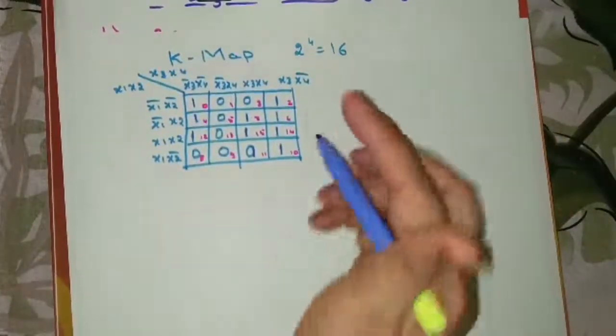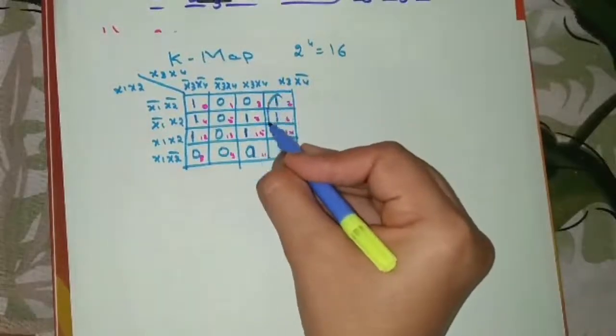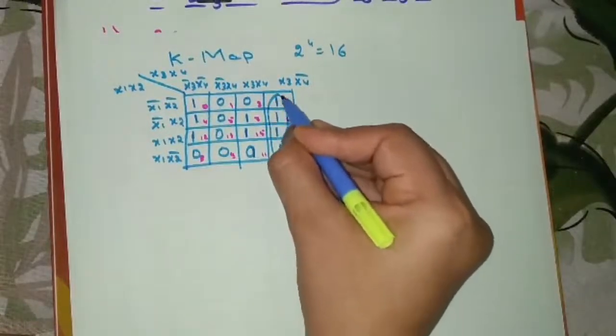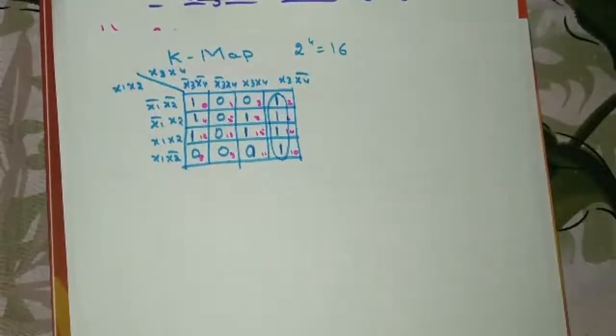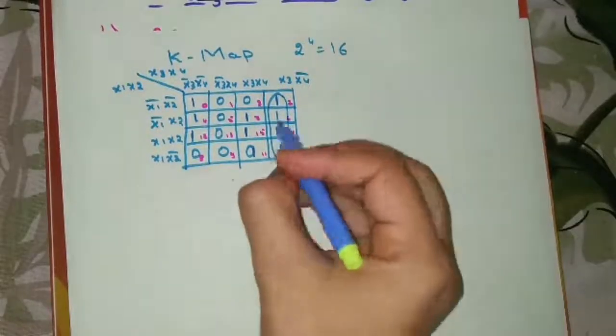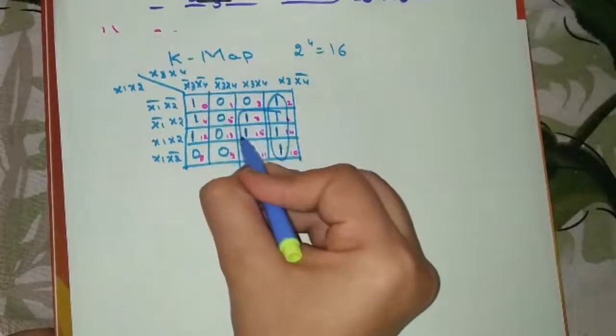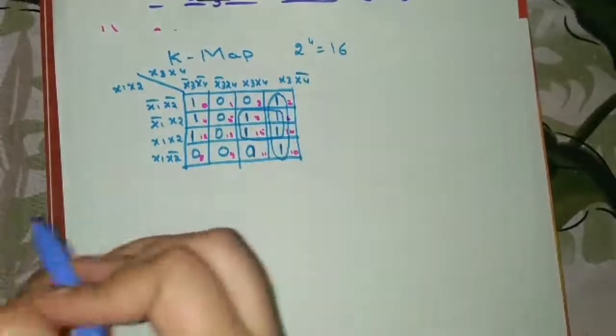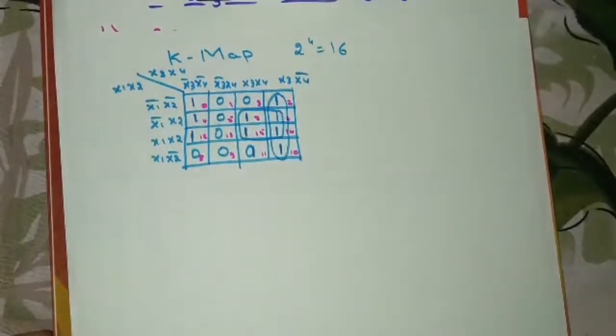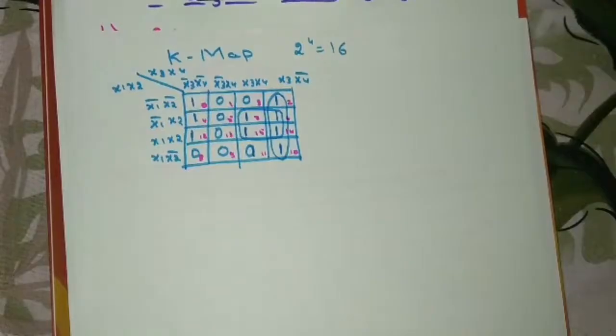Now we will group the ones. We can group all these ones. This is a quad. Here also we have a quad. Another quad will be, I'll take another sketch.